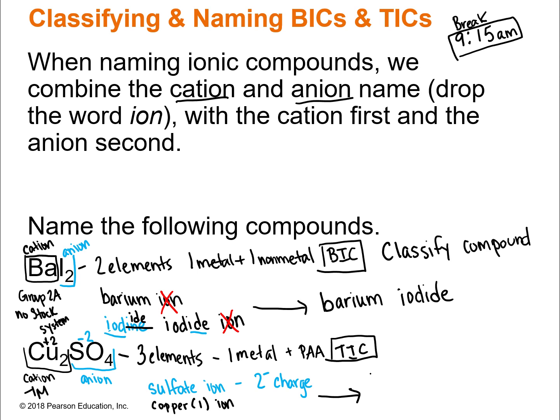I'm purposefully going slow. So when we put this name together, we're going to take the copper 1 and smush it together with the sulfate. So it's copper 1 sulfate. We get rid of those words, the ion. That's naming ternary ionic compounds. Let me know if you need to run through that again or if you're ready to move on.